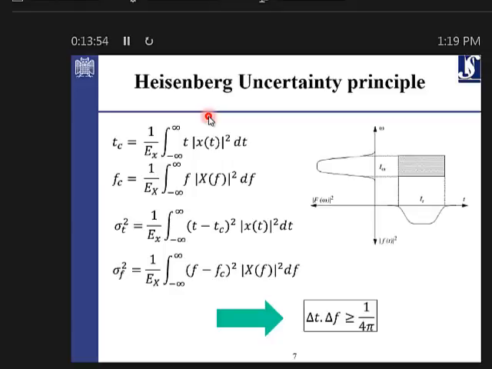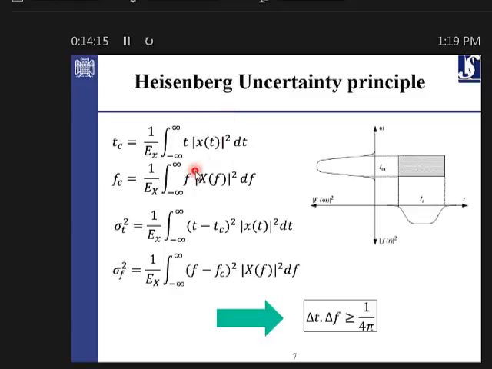It would not be possible to have extreme accuracy for both time and frequency simultaneously. We have to sacrifice one because of the other one in any kind of transform that we are looking for.